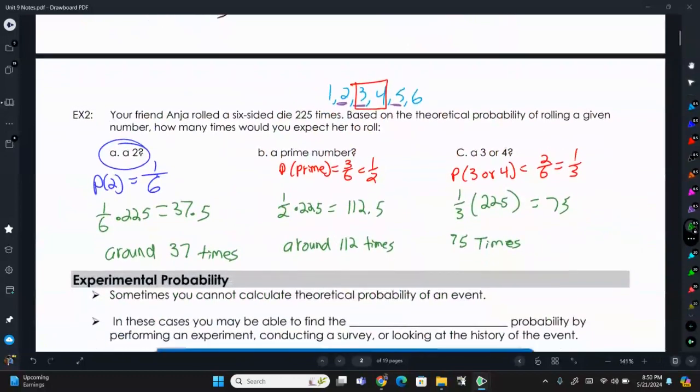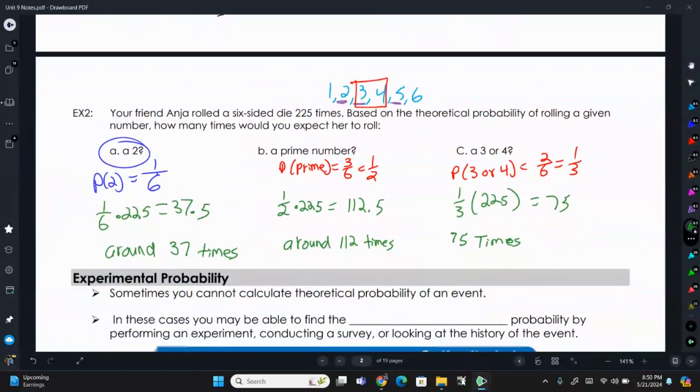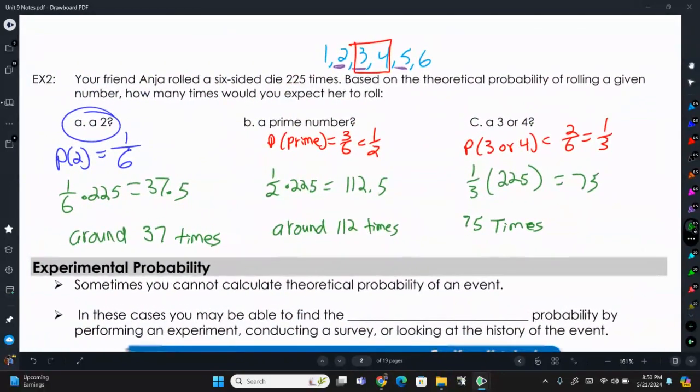So this gives us a good segue into what's called experimental probability. So theoretical probability is what we expect would happen. What should happen if we roll the dice 225 times. Well, we should get a 3 or 4 75 times based on the theoretical probability. But I would bet you that if you were to actually roll the dice 225 times, you would not get 75 3 or 4s. You might get something a little bit different. That would be called the experimental probability. What actually happens when we carry out an experiment.